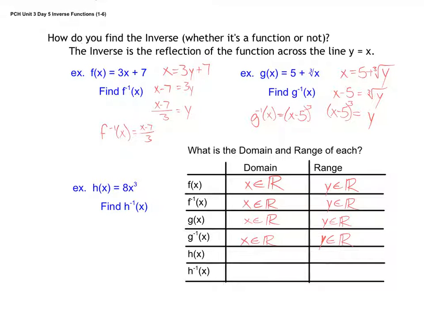Now, I'm actually going to change this one example. All right? I want to change this from 8x cubed to 8 times the square root of x. Okay? I want to change this example here. 8 times the square root of x. What is our domain for 8 root x?